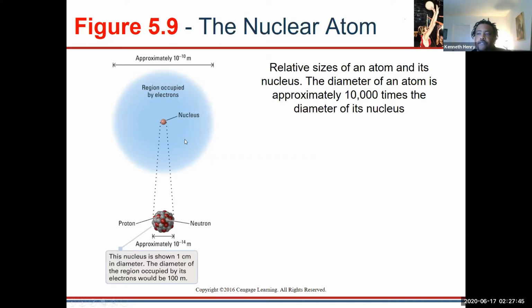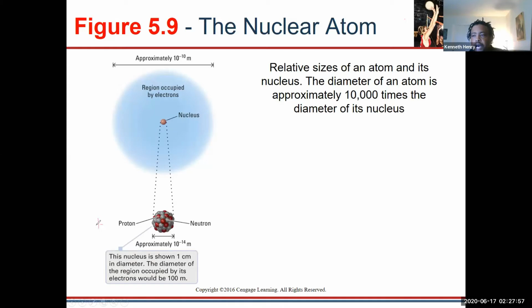So in the nucleus, we have two components. We have the protons, which have a positive charge, and we have neutrons, which have no charge. This is positive. This has no charge, so we'll put a 0 by it. It's neutral. And then the electrons out here are going to be negative, right? Okay. So the nucleus is a positive charge overall, the electrons are negative, and your neutrons are neutral. You guys got it?